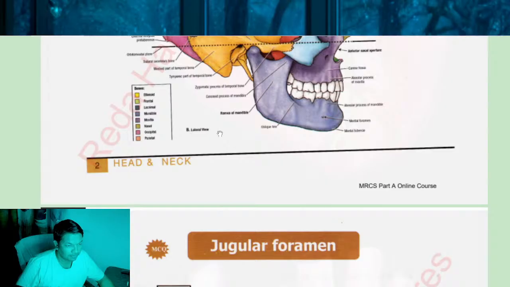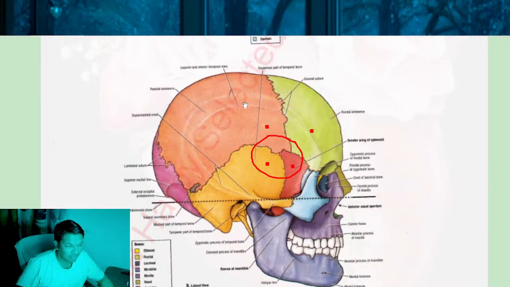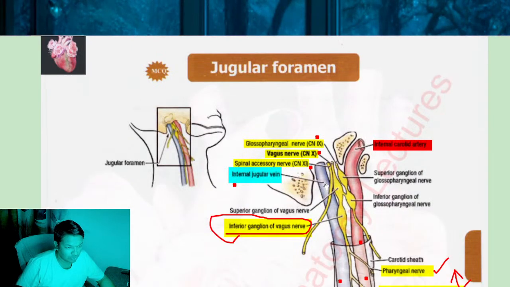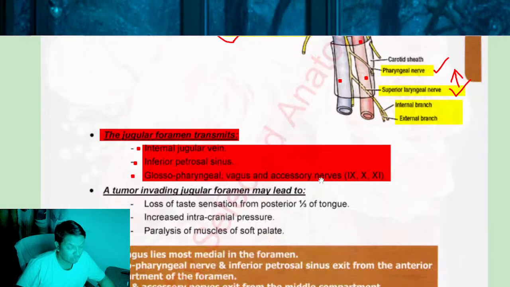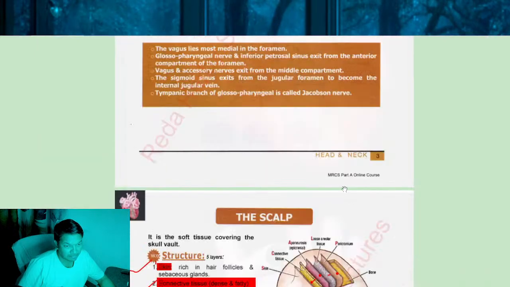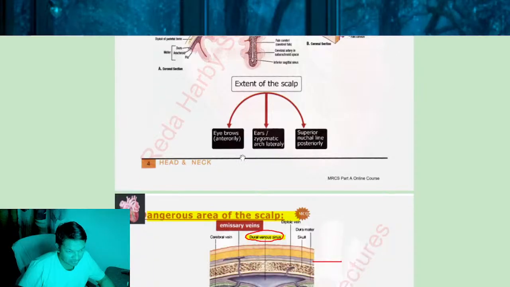Now, skull. Very basic. We know the bones, right? Name of the bones. Jugular foramen. Just now we have seen the content of the jugular foramen: petrosal sinus, sigmoid sinus, and cranial nerves 9, 10, 11.